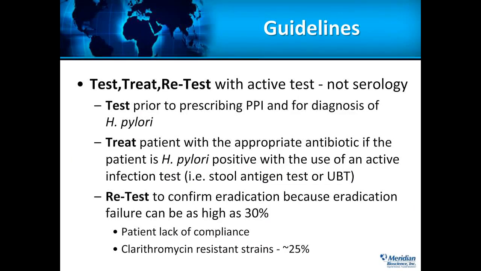So in summary of the guidelines, the main decision point is early endoscopy or non-invasive testing, and that is aided by looking at the patient age and the presence of alarm signs. In terms of non-invasive testing, we perform that in patients who are younger than age 55 and who do not have alarm signs. We test them for H. pylori. If H. pylori is present, we treat for the infection, and we retest to confirm eradication. And this is largely due to significant eradication failure resulting from antibiotic resistance. Clarithromycin resistance, for instance, occurs in about 25% of the strains of H. pylori that infect our patients.